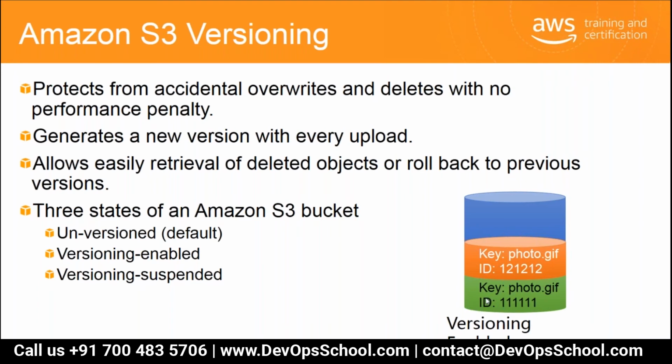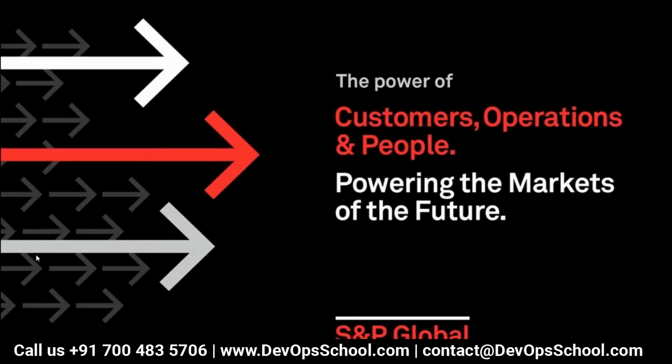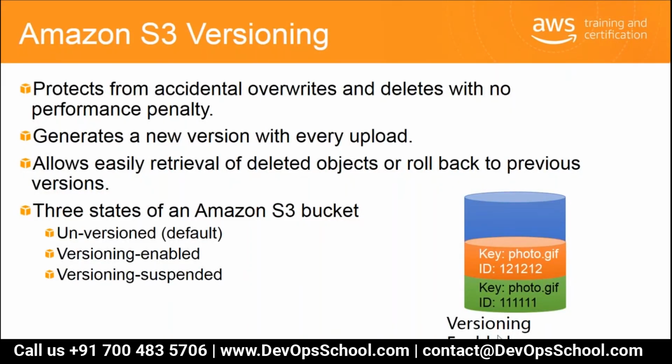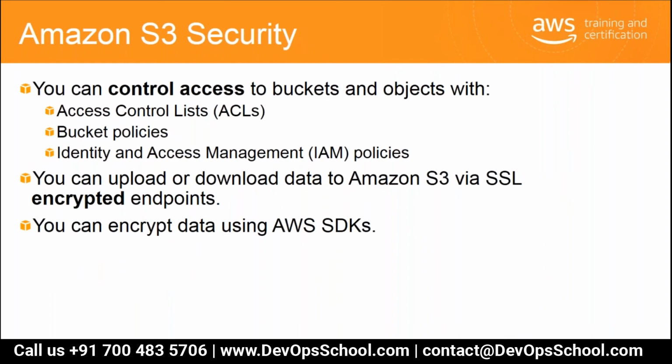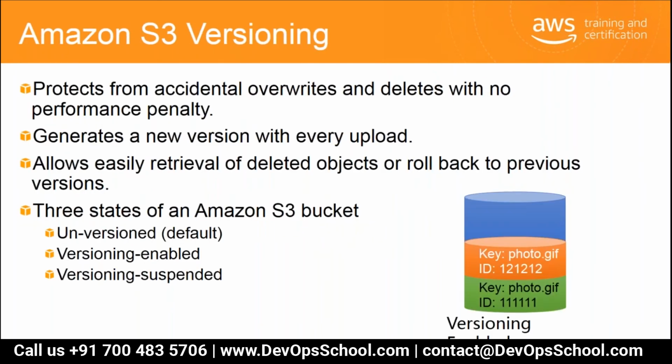So I have stored, so this image ID is 1111. Then I have overwritten the same file, or maybe I have stored another version 2 with ID 121212. By default, versioning is not enabled, but if you enable it, you have a provision of storing multiple versions of the same file. Here I have two versions.